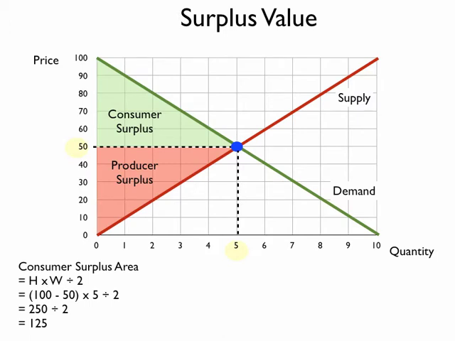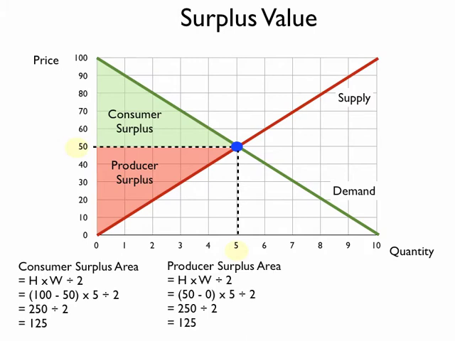Now, we can also calculate this area. The consumer surplus area is, remember how we calculate a triangle? It's just the height times the width divided by 2. In this case, the height is 100 minus 50, and the width is 5, and then we divide that by 2. In this case, it would be 250 divided by 2, or 125.